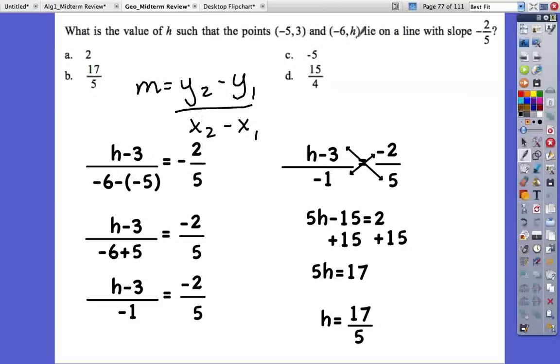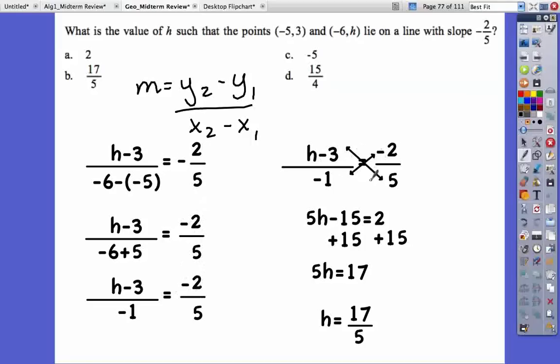You could have also said 3 minus h, but if you did that on the bottom, it should say -5 minus -6. It has to go in the correct order. So this is h minus 3 and -6 minus -5. Simplified, it makes the 2 negative signs a positive, and this gives me -1 on the bottom. Make sure your negative sign is either in the top or the bottom before you cross multiply.